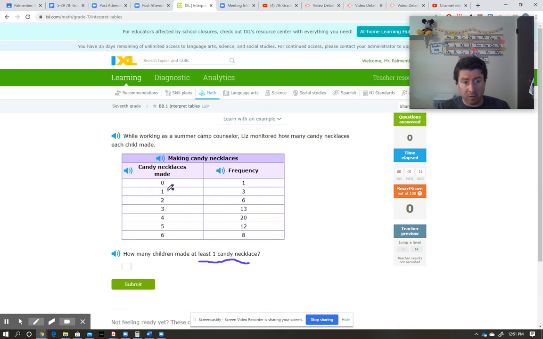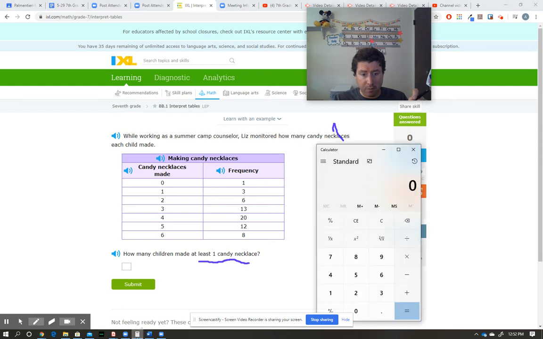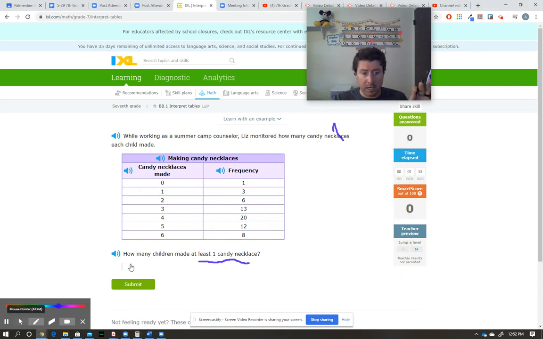The least amount they made was one. These are the candy necklaces made, and this is how many times it happened. So 3 children made 1, 6 children made 2, 13 made 3, 20 made 4, 12 made 5, and 8 made 6. You take those numbers, get your calculator out, and add together those frequencies: 3 plus 6 plus 13 plus 20 plus 12 plus 8. So 62 children made at least one candy necklace.